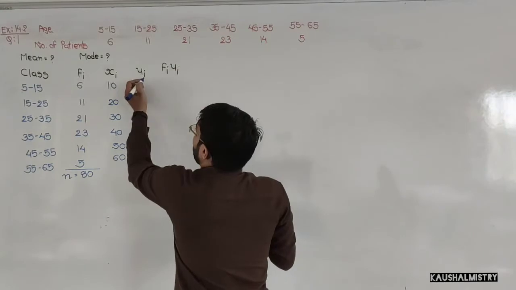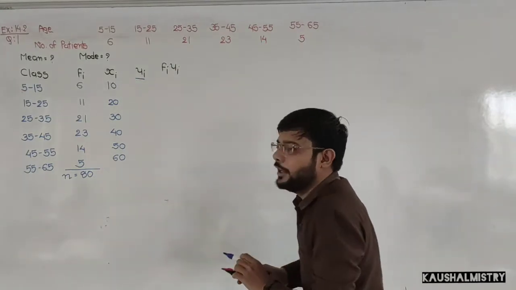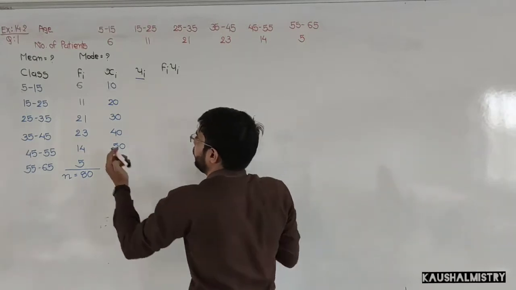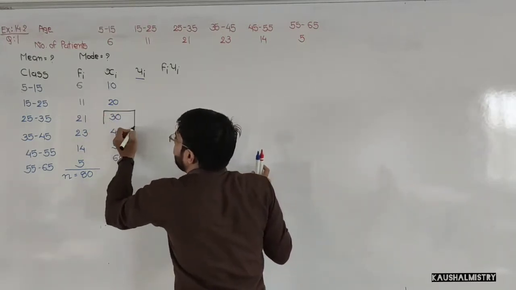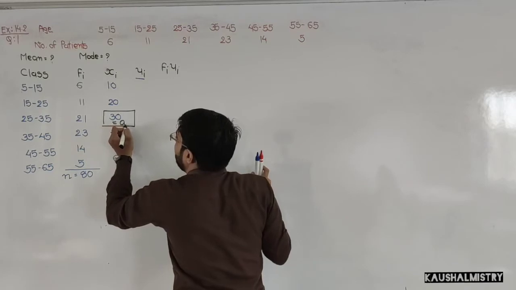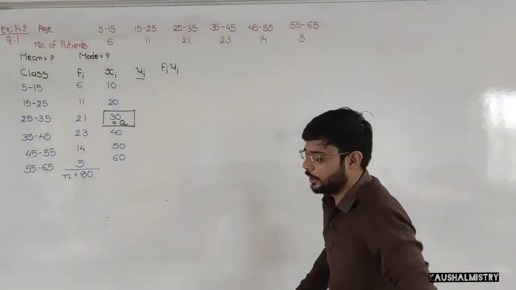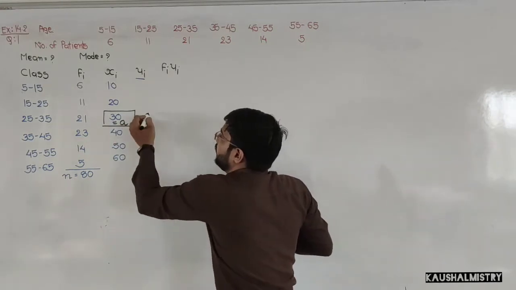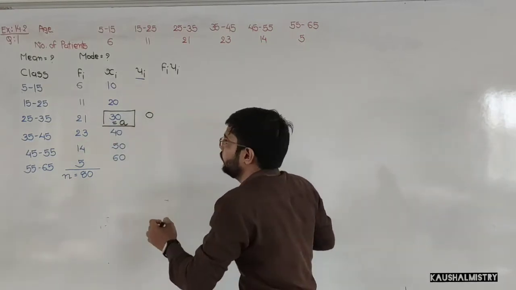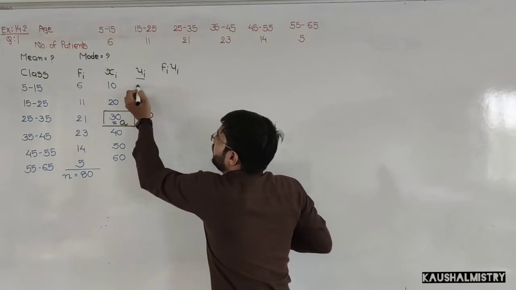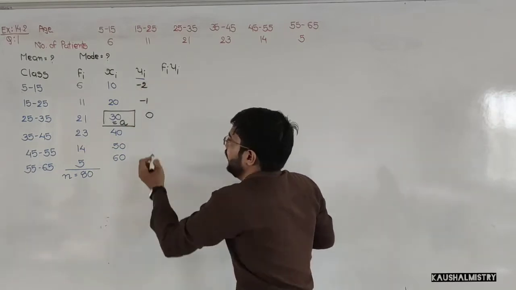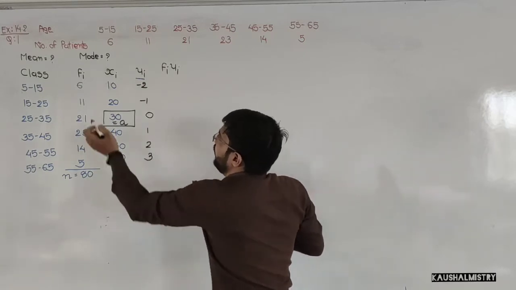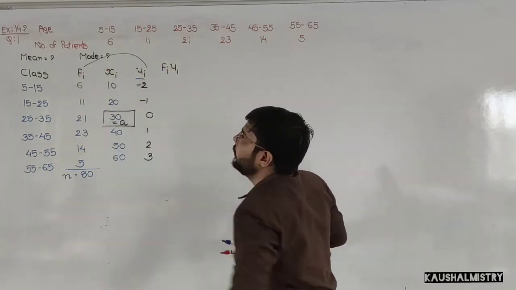Now we have to find ui. For finding ui, we have to select one as an assumed mean. So we will take 30 as an assumed mean. So a will be 30. So if a is 30, then in the ui column we have to write 0. Here -1, -2, right? And here 1, 2 and 3. Now we have to multiply fi and ui.